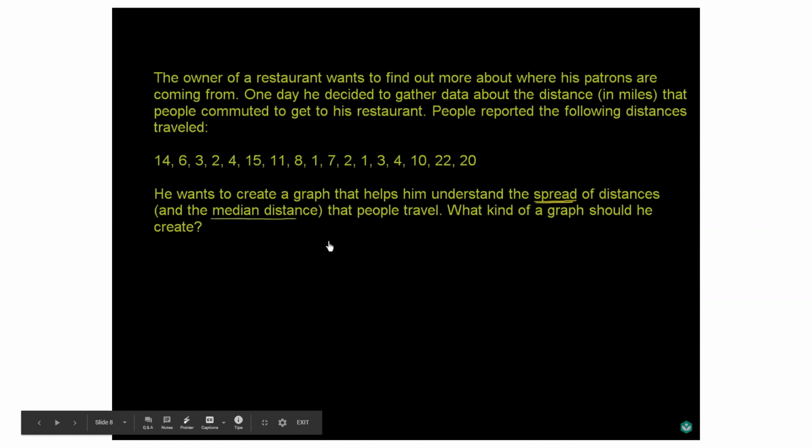that people traveled. What kind of graph should he create? So the answer of what kind of graph he should create might be a little bit more straightforward than the actual creation of the graph, which we will also do. But he's trying to visualize the spread of information, and at the same time, he wants the median. So what graph captures both of that information? Well, a box and whisker plot.